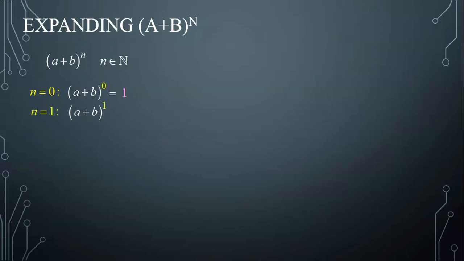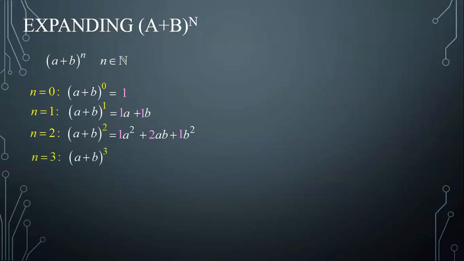For n equal to 1, (a + b)^1 is equal to a + b. Looking at the coefficients of the expression, both a and b have a coefficient of 1. For n equal to 2, we have (a + b)^2, which is equal to a^2 + 2ab + b^2. Now looking at the coefficients, a^2 has a coefficient of 1, ab has a coefficient of 2, and b^2 has a coefficient of 1.